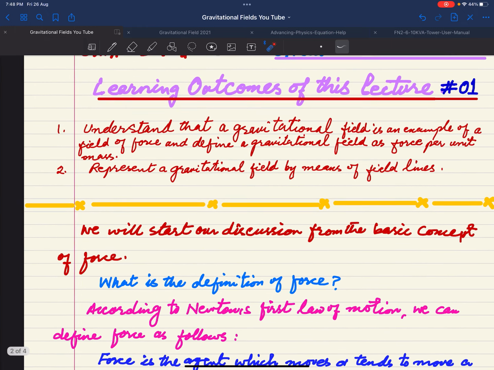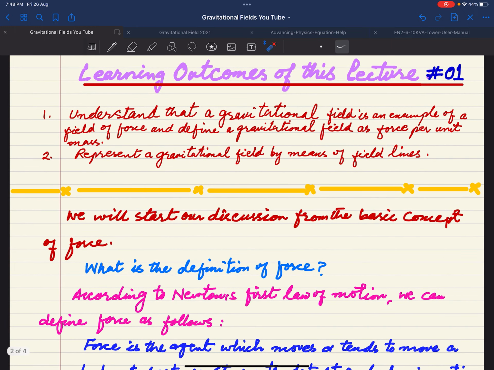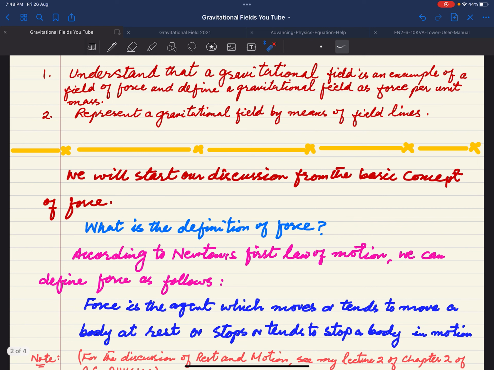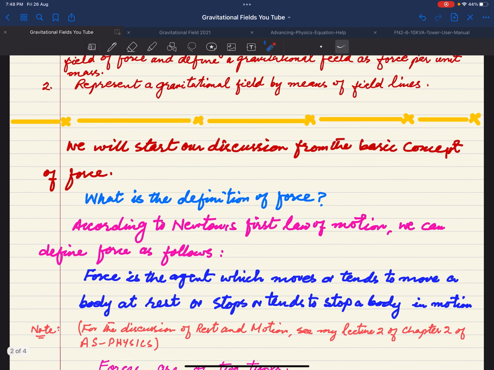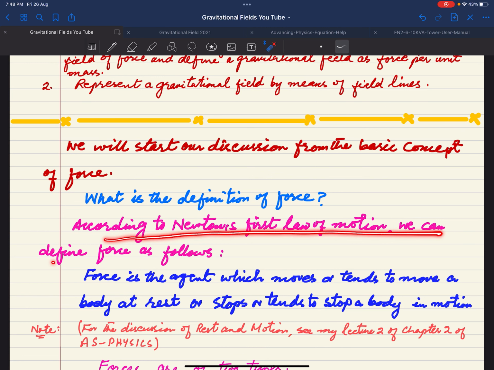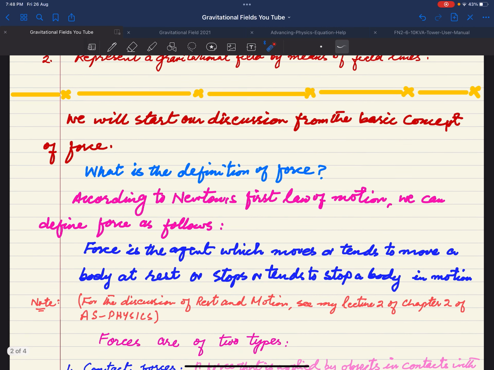Now we will start our discussion from this basic concept of force. So as far as the force is concerned, what is the definition of the force? According to Newton's first law of motion, a body in motion remains in motion, and a body at rest will remain at rest unless an unbalanced force acts upon the body. So from Newton's first law, you can define the force.